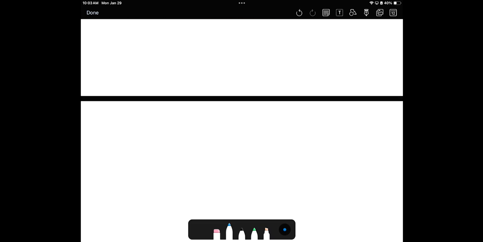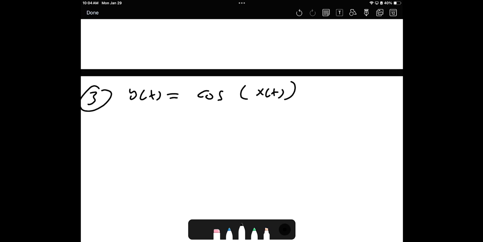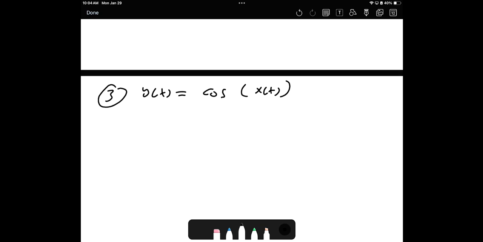Let's continue the examples. Last lecture we stopped at number 3, which is y of t equal to cosine of x of t. Now we need to check linearity, stability, and invertibility. So how can we do this? Let's start with A, linearity. The first thing is to replace every x by ax1 plus bx2. This yields cosine of ax1 plus bx2.